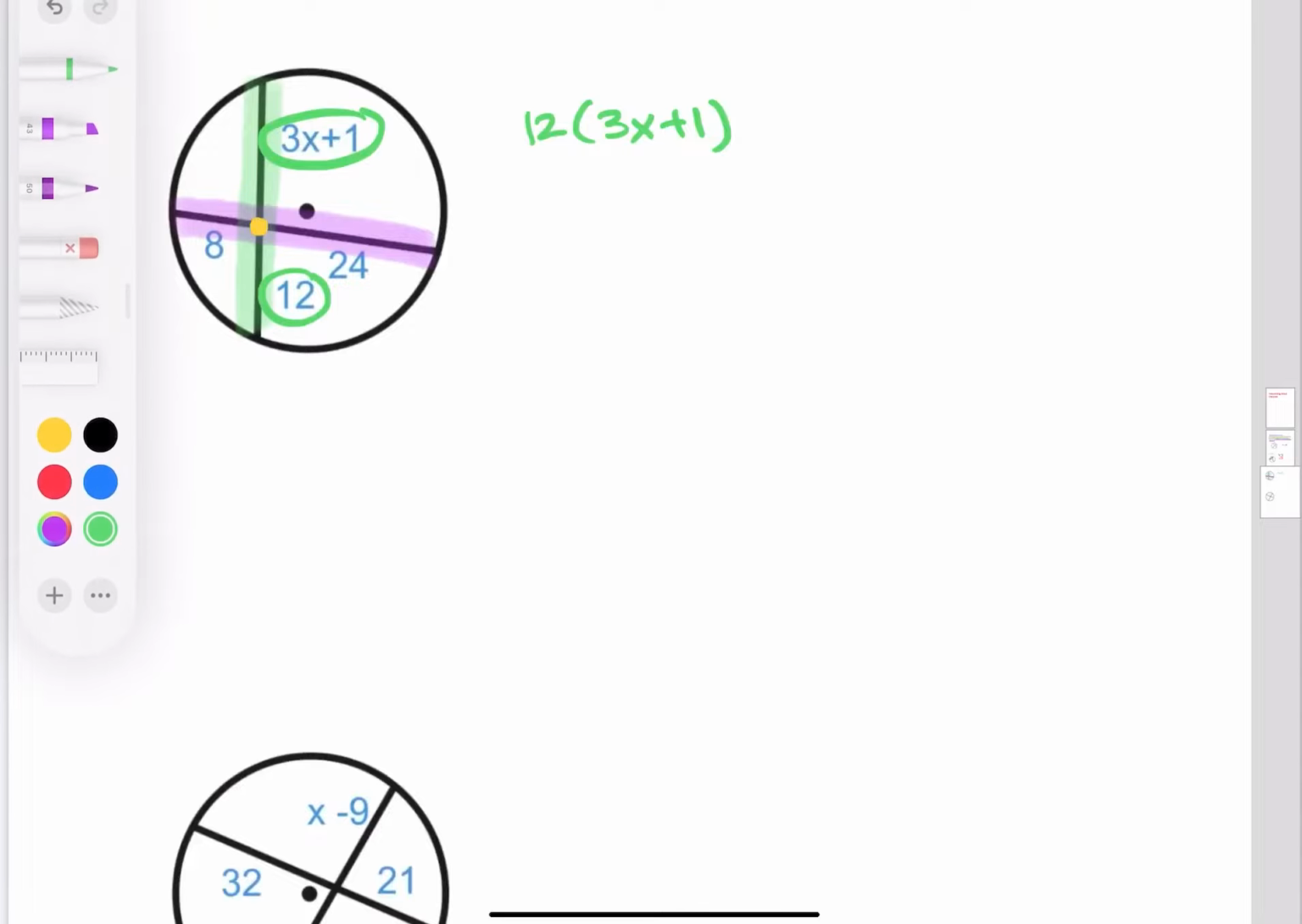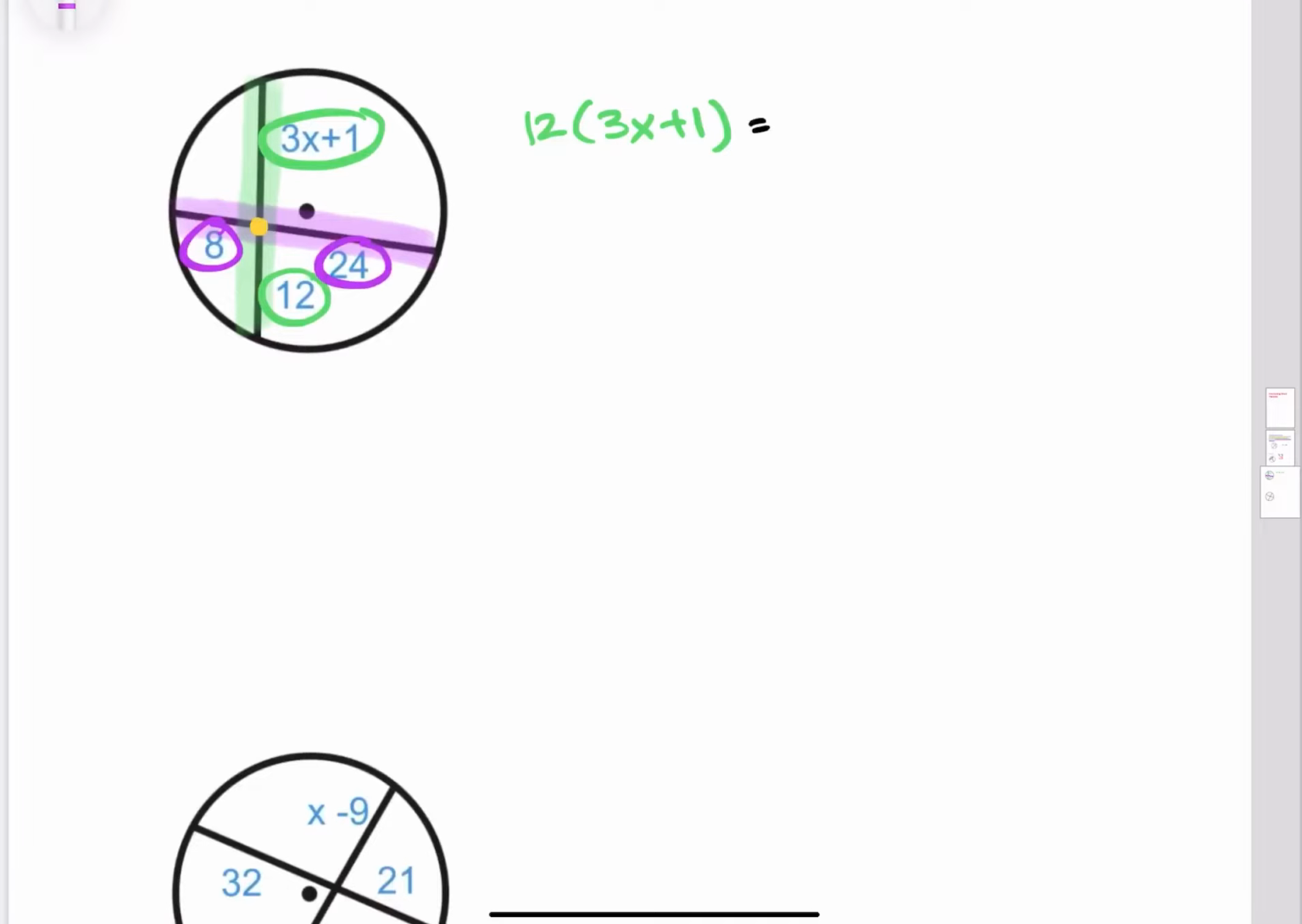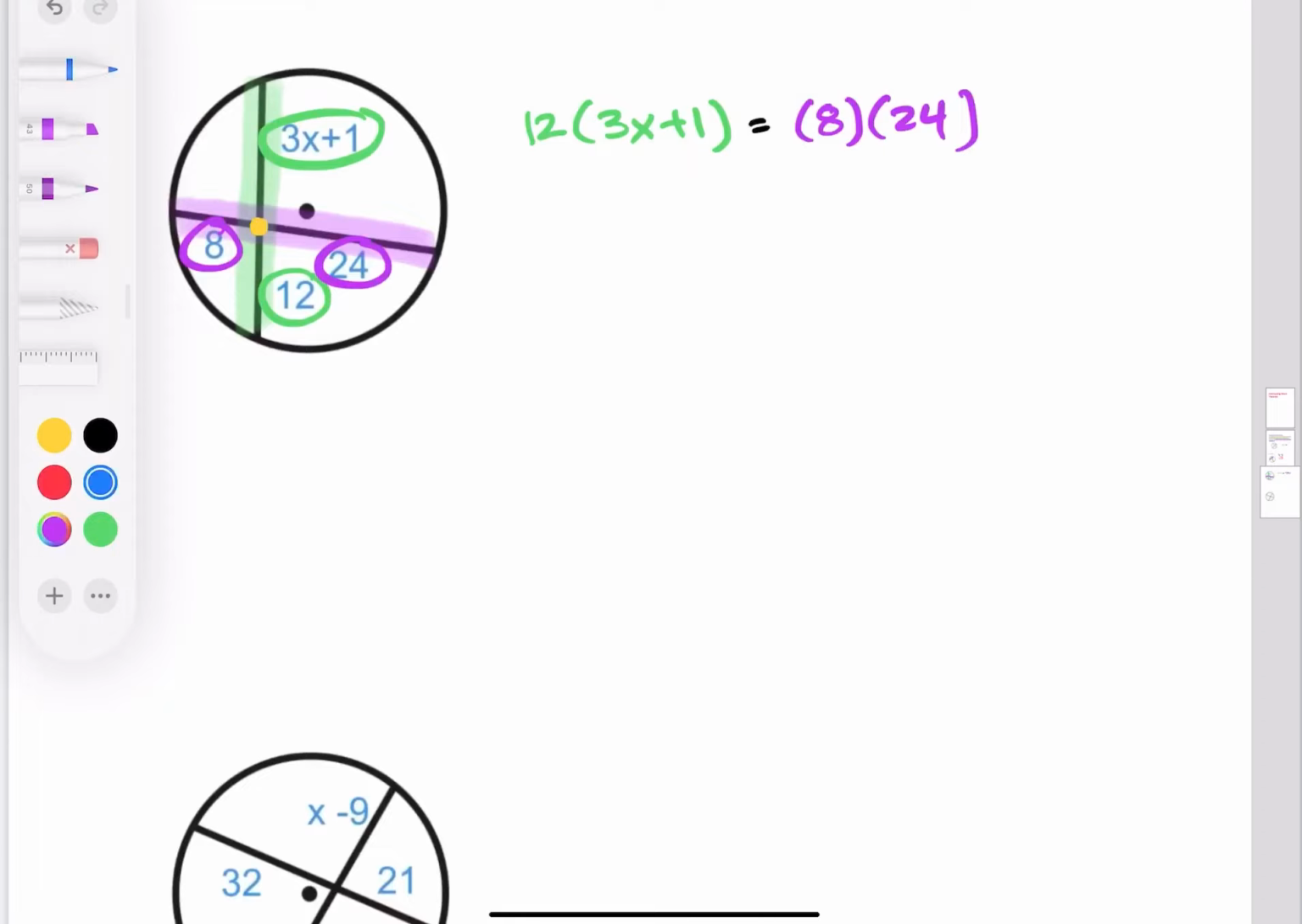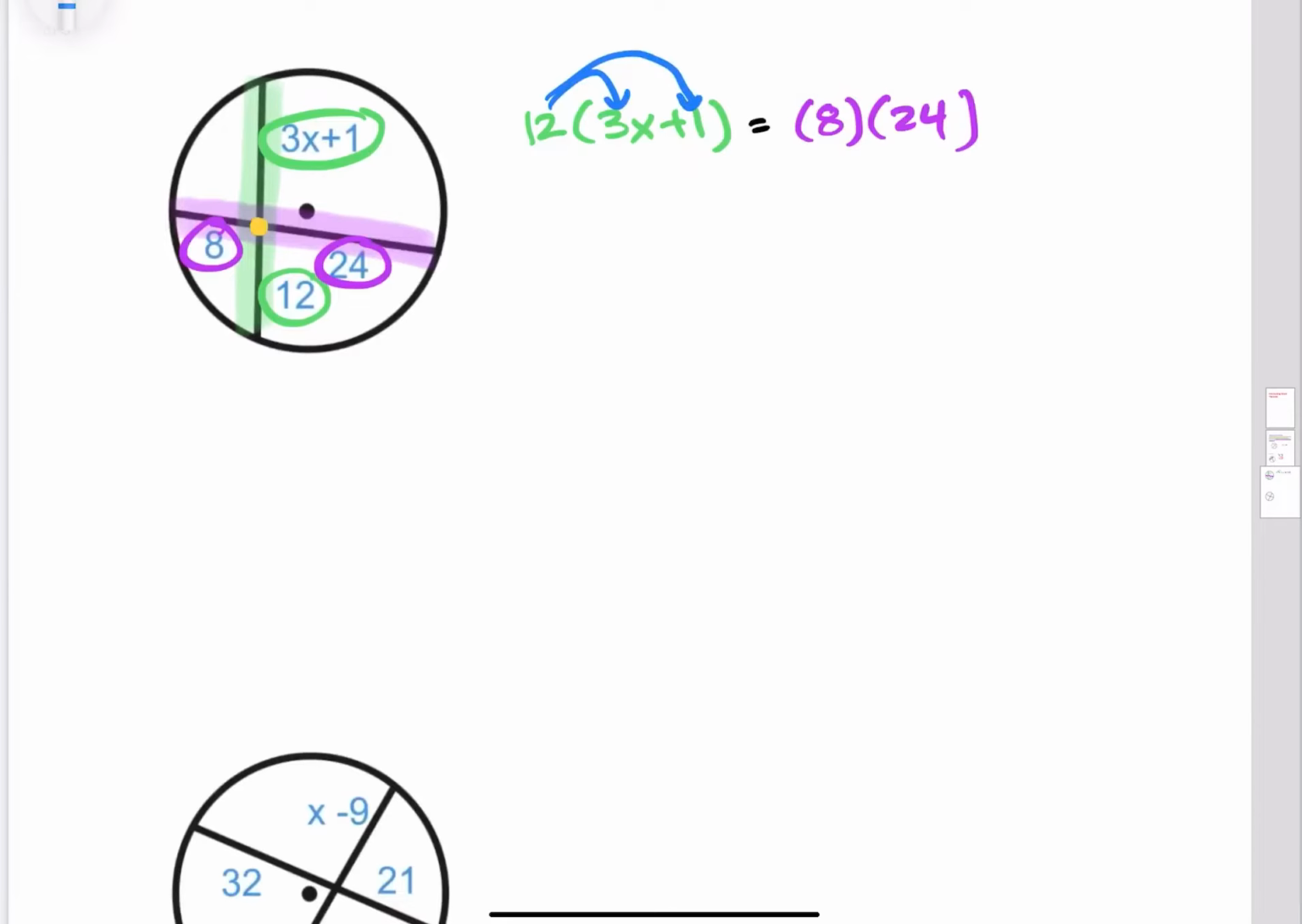And that's going to be equal to the product of the segments from the second chord. So I need to multiply the 8 and the 24. So 8 times 24. Now all we have to do is a little bit of math here. I'm going to start off by distributing that 12. So 12 times 3x and 12 times 1. 12 times 3x is 36x. 12 times 1 is 12. And that's going to equal 8 times 24. And 8 times 24 is 192.